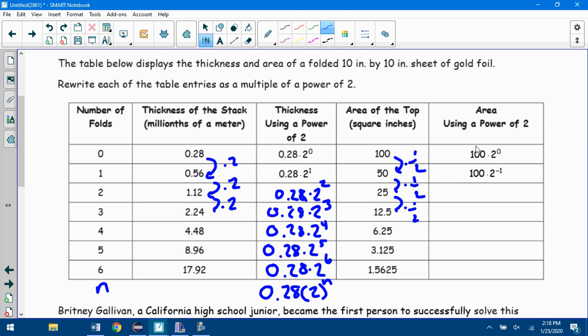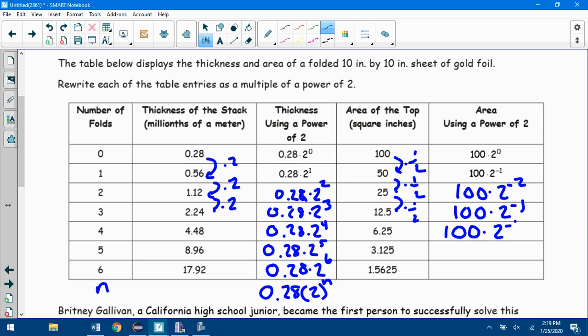So the first time it was 100 times 2 to the 0 power because I hadn't folded it at all. But multiplying by a half is the same as writing 2 to the negative first. That means 1 over 2. So if I multiply it by a half again, that'd be 100 times 2 to the negative 2. 1 half times 1 half, 1/4. And then 100 times 2 to the negative 3.